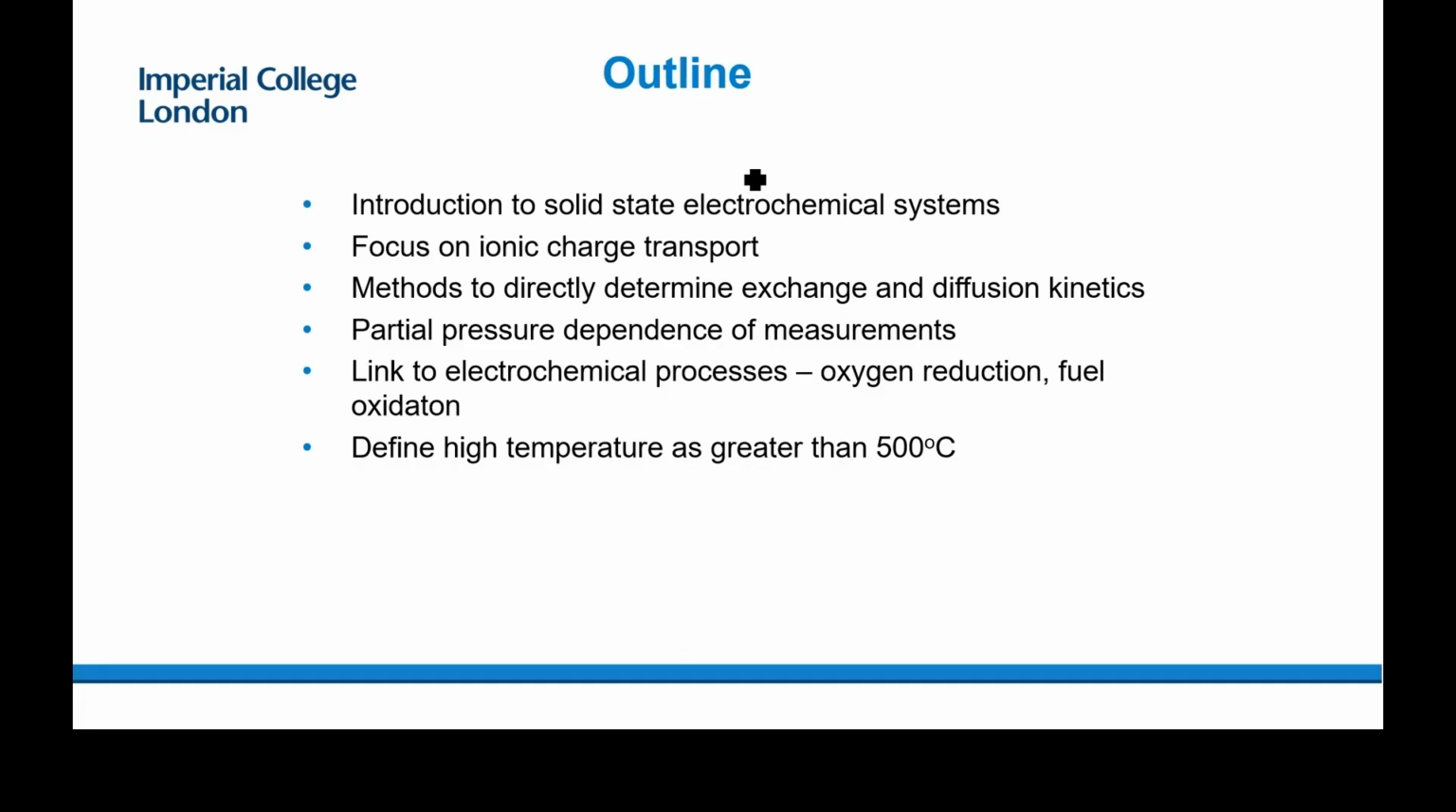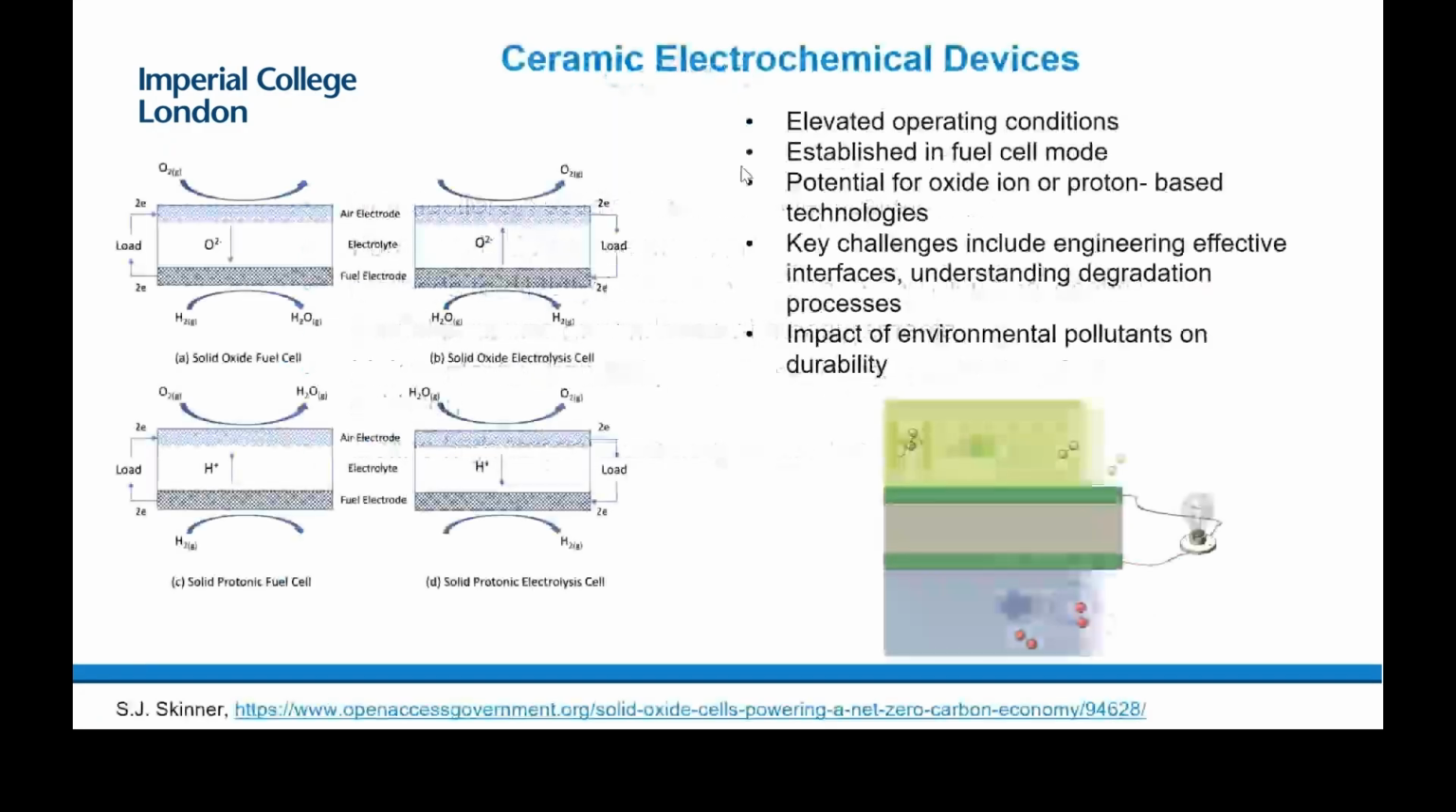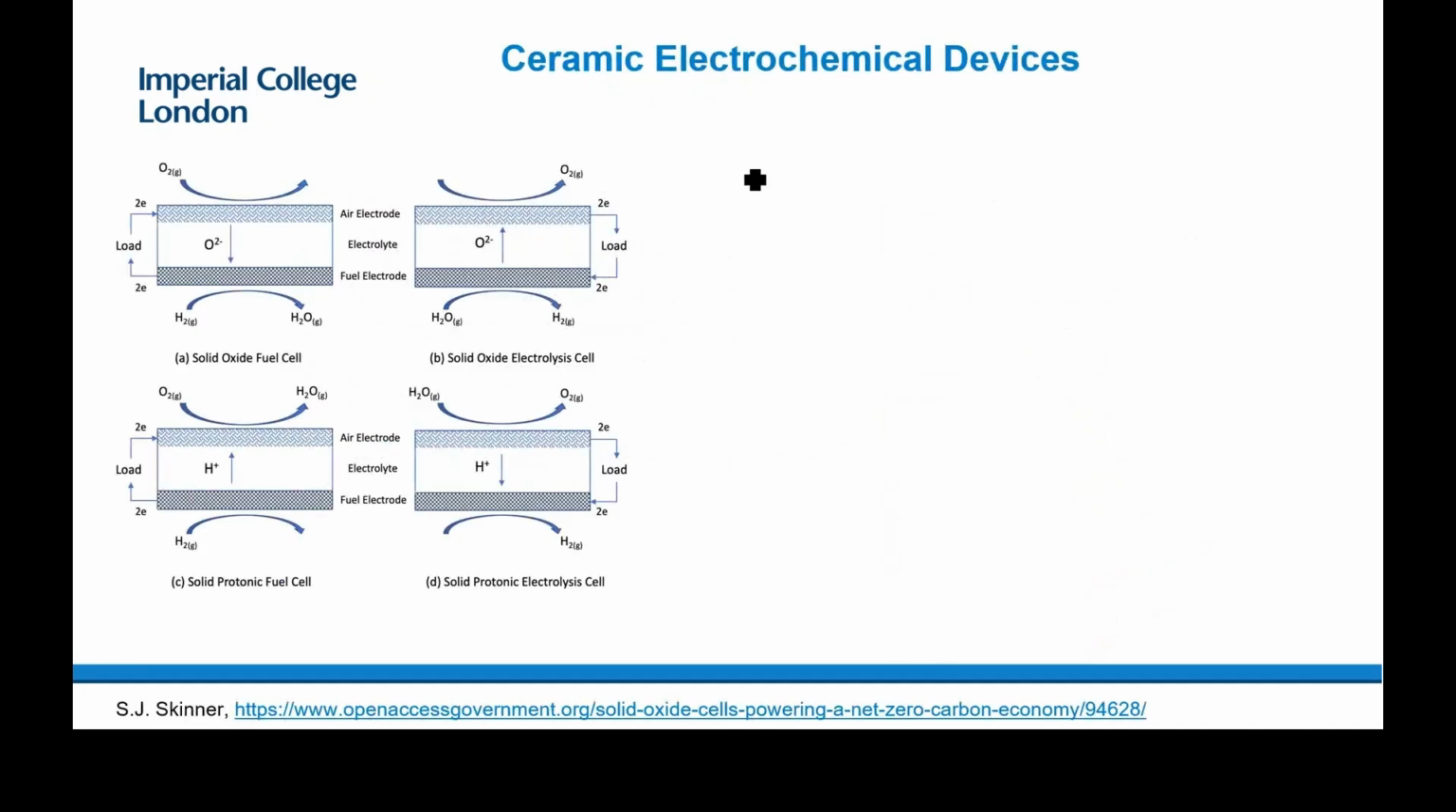So particularly we're interested in my group in oxygen reduction and a little bit on fuel oxidation. And really what we're interested in is temperatures in excess of 500 degrees C. So high temperature does need some definition. Not everyone would view 500 as high temperature, not everyone would view it as low temperature. So let's be clear that we're looking at very high temperatures in excess of 500, up to probably a maximum of about 1,000 degrees C is the area of interest for these solid-state electrochemical systems.